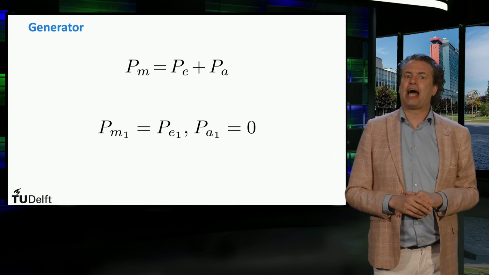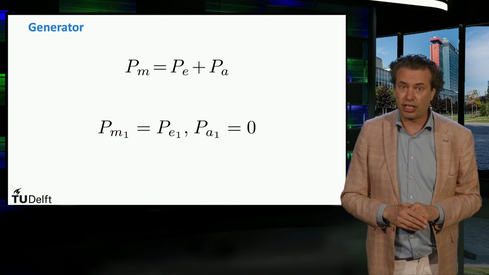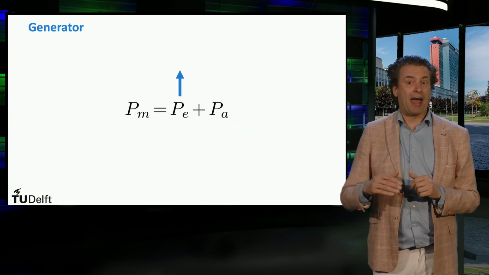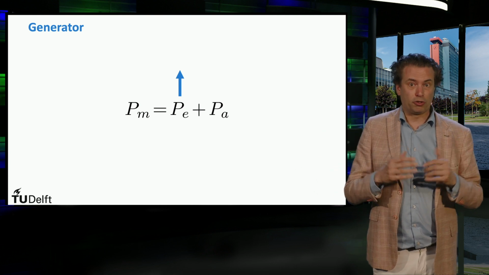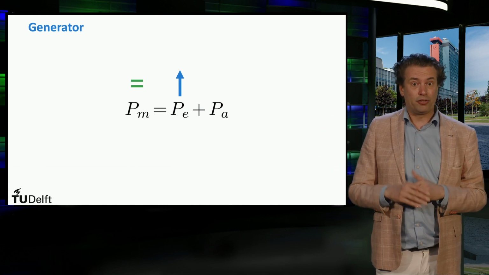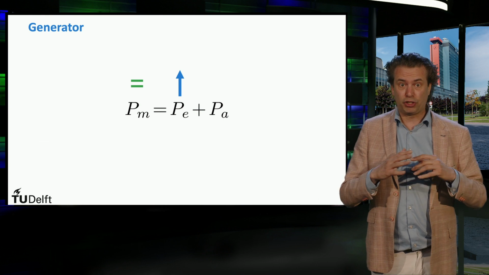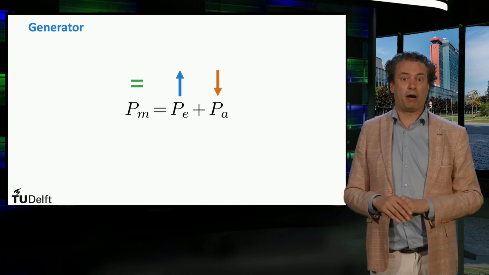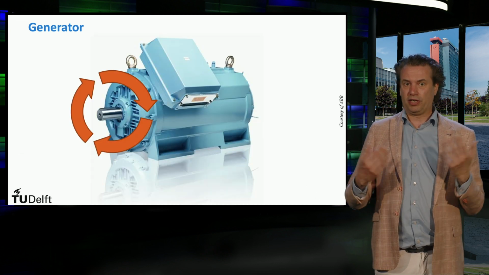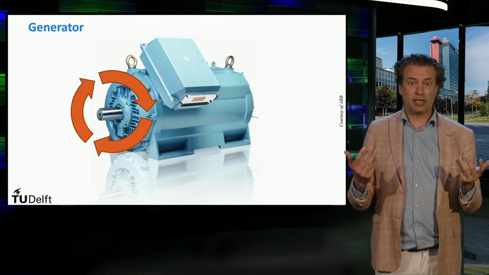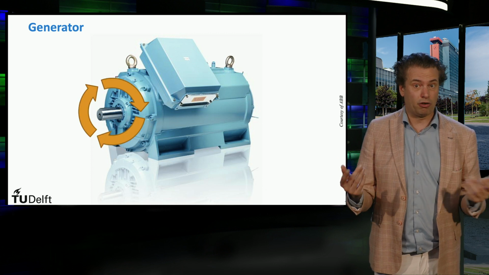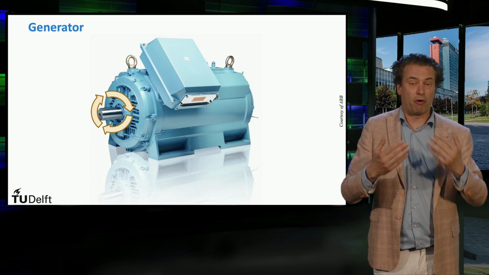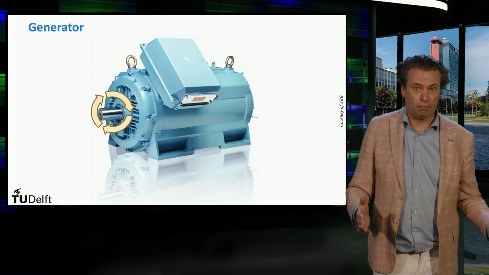Let's analyze what happens when a change occurs in the system. When a sudden increase of active power consumption of the load occurs and the mechanical power supplied to the generator remains constant, a decelerating power arises. When a decelerating power arises, it means that the rotation of the generator slows down and the frequency of the electric power output drops as well.